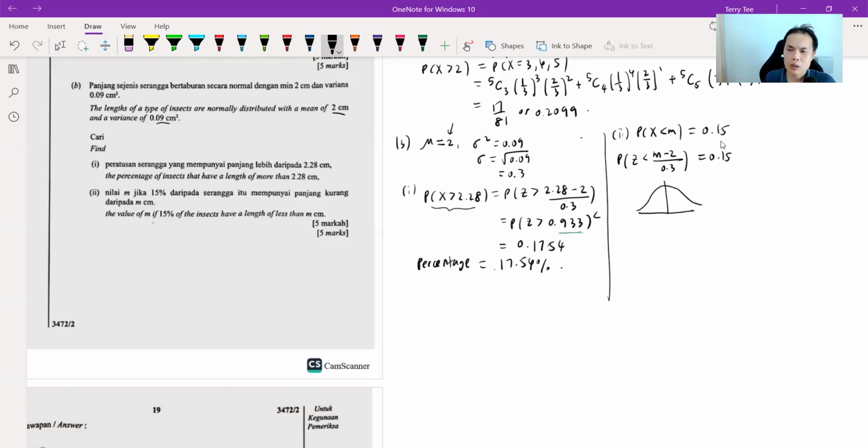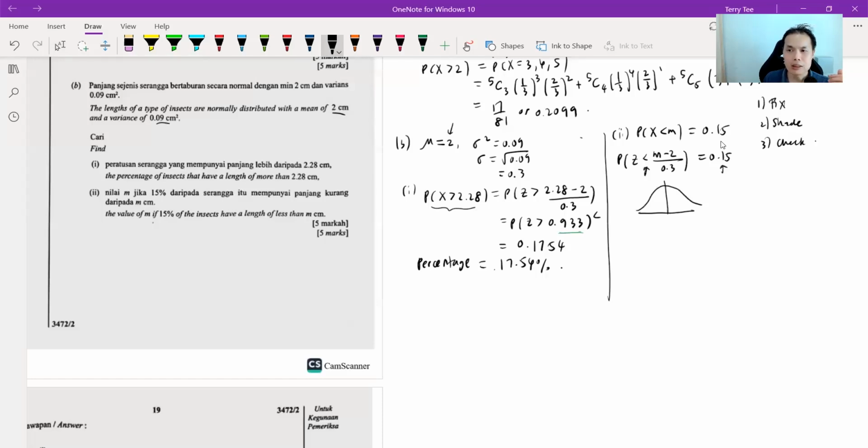Now, where do you fix your m minus 2 over 0.3? Where you fix depends on two things. Number one, the symbol here, whether it's more than or less than. Number two, your probability, whether it's more than half or less than half. For beginners, sometimes you don't know where to put it. It's okay, we can change it. The steps: number one, you fix the position. Number two, you shade the region. Number three, you check whether it makes sense or not.